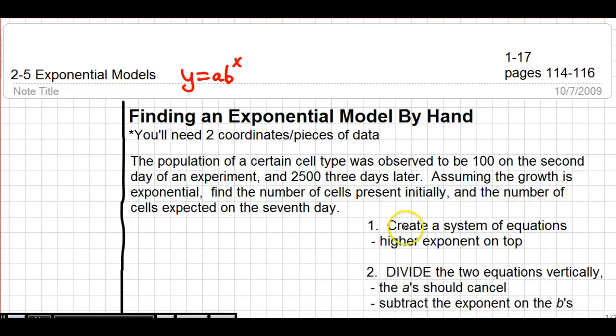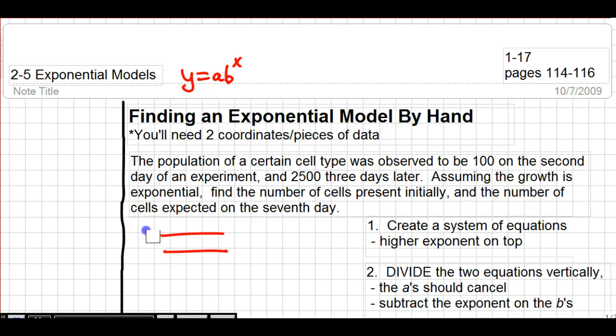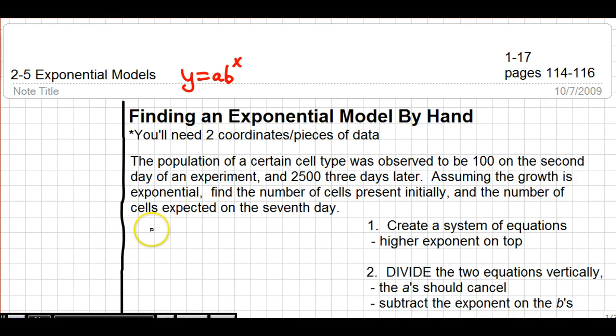So right away, you're going to create a system of equations. Keep in mind that it's a really good practice to put the higher exponent on top. A system of equations, remember, is 2 or more equations put together by a bracket. If students eliminate the bracket and forget about that portion, it's not a big deal. Mostly what I care about is that students are writing their equations.